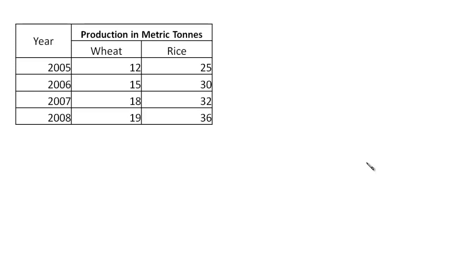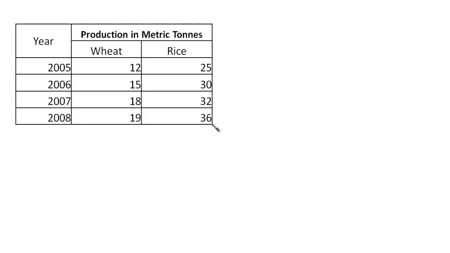Let us take an example to understand this line diagram and bar chart. One more example. Here you have 4 years data, ranging from 2005, 6, 7, 8, and you have the production details of wheat and rice in metric tons for 4 years. So wheat in 2005 is 12, 15, 18, 19, and rice is 25, 30, 32, and 36.